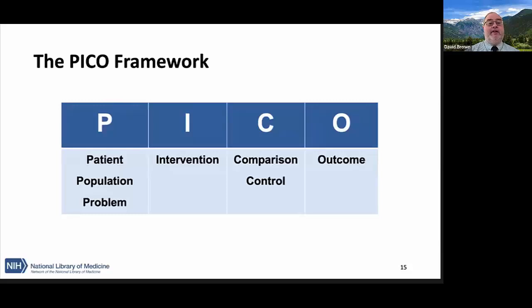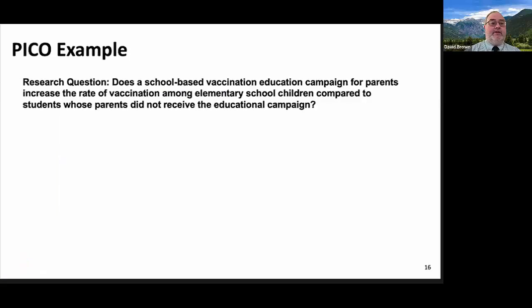So it's very straightforward. You don't necessarily have to do it. A lot of places just do PIO type questions, which is a problem, an intervention, and an outcome. They just want to know what's getting it. That's usually much more the focus of a scoping review. We'll talk more about these terms as we go along here going forward.